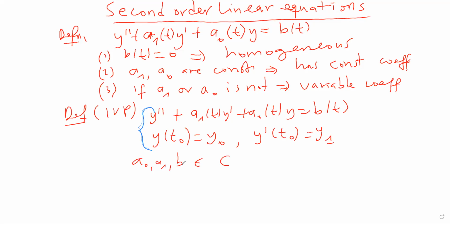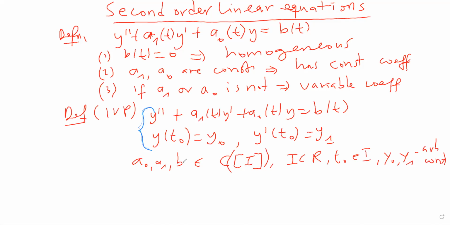So this is how we define an initial value problem, where we said a naught, a1, and b are continuous in a closed interval I, which is a subset of R. And then t0 is a constant in I. The initial conditions are also arbitrary constants. So this is how we defined an initial value problem of a second order.